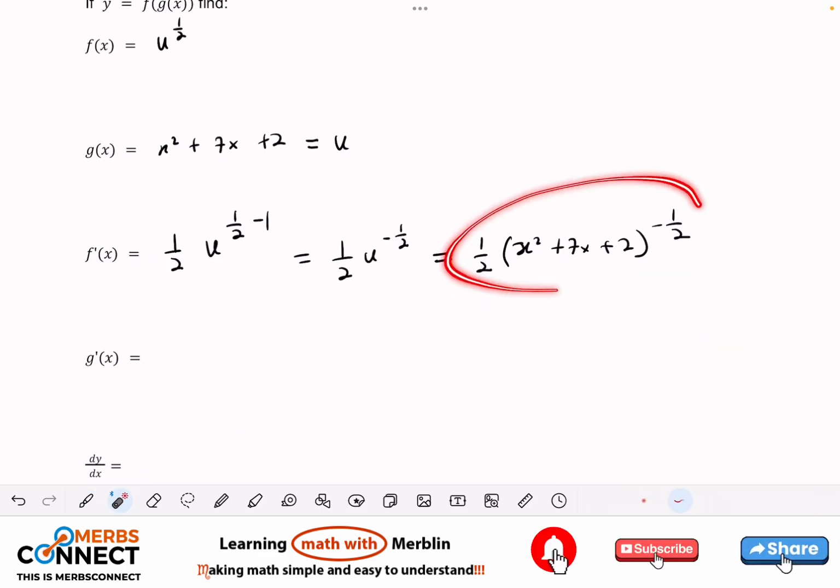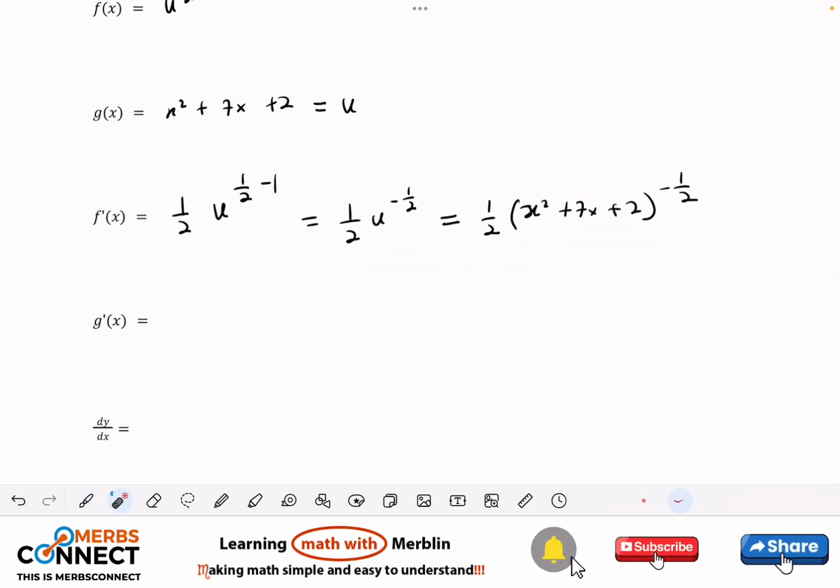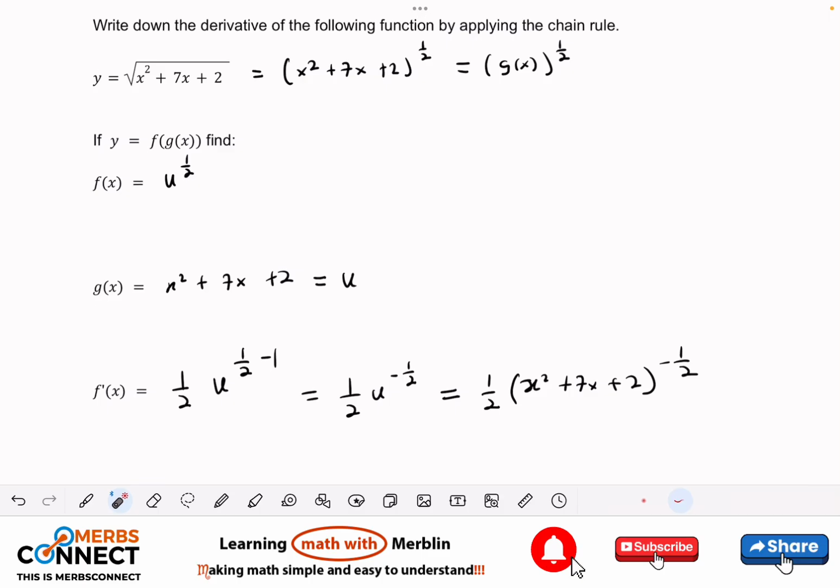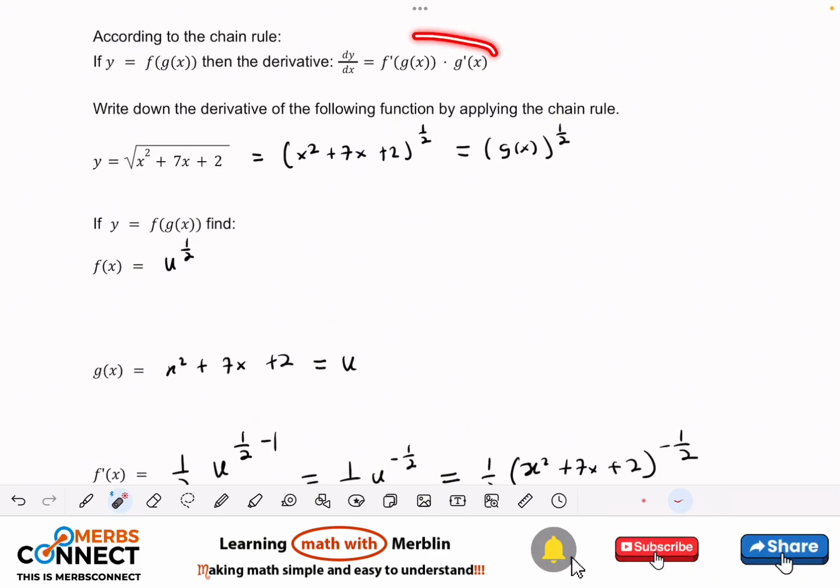F prime of x. Then what is g prime of x? Now we have g of x to be this. So g prime of x: x squared, when I differentiate, I'll have 2x. When I differentiate 7x, I'm going to have 7. And when I differentiate 2, I'm going to have what? 0.